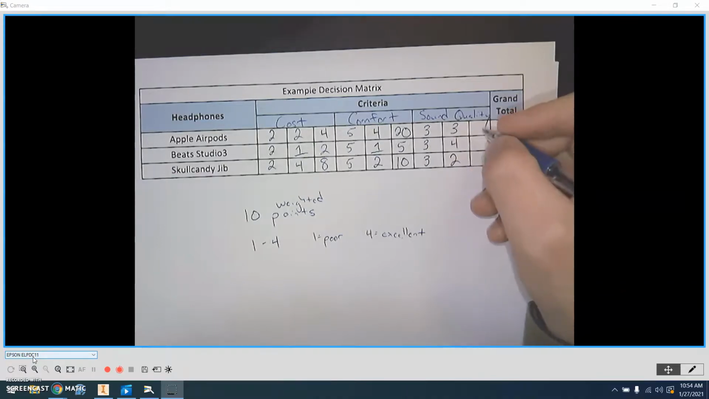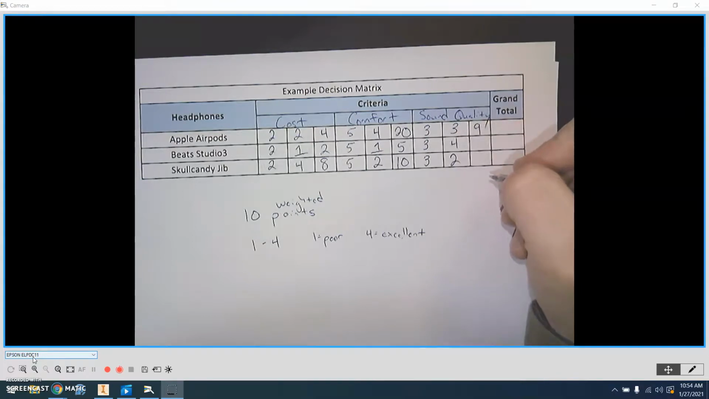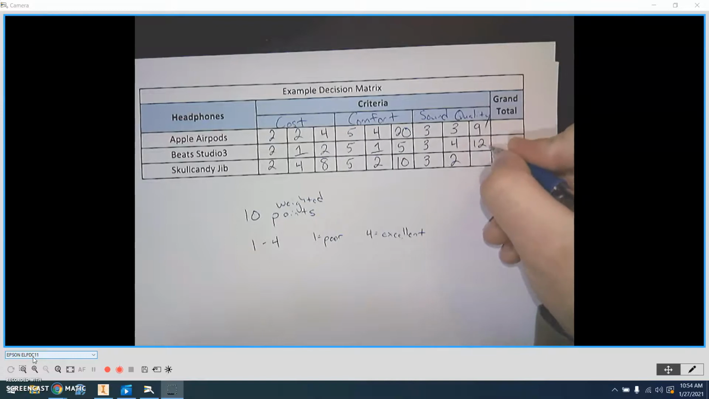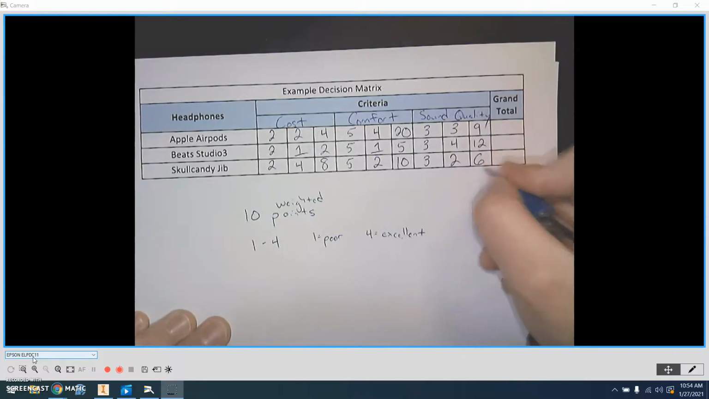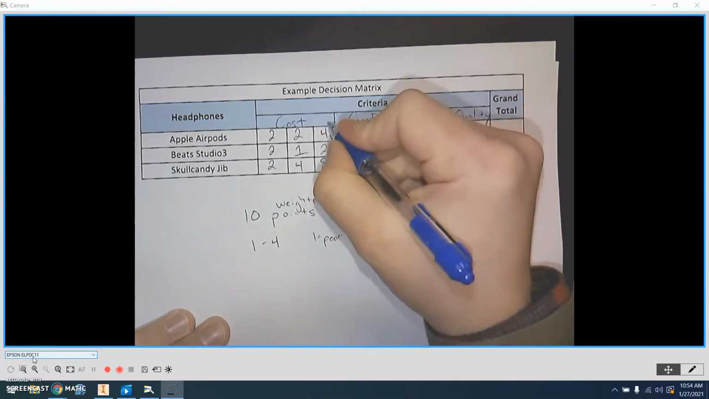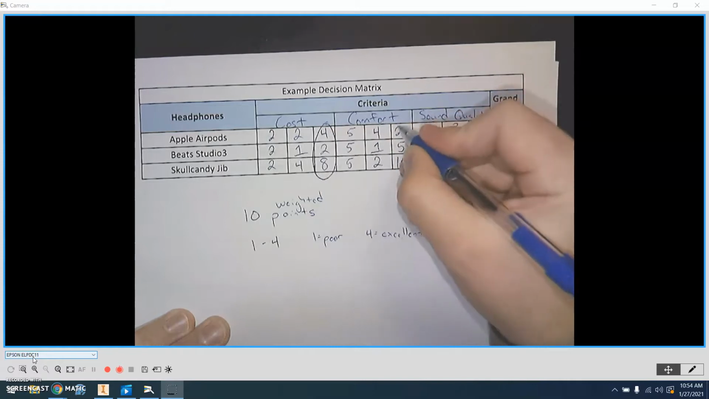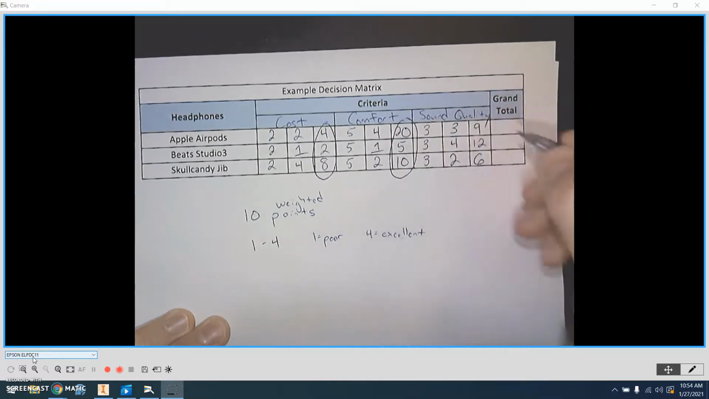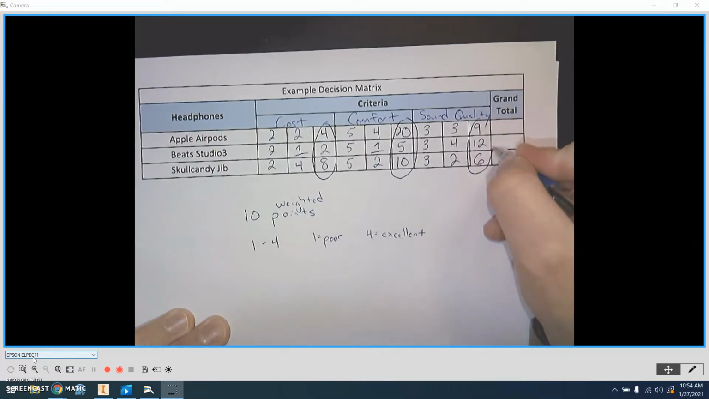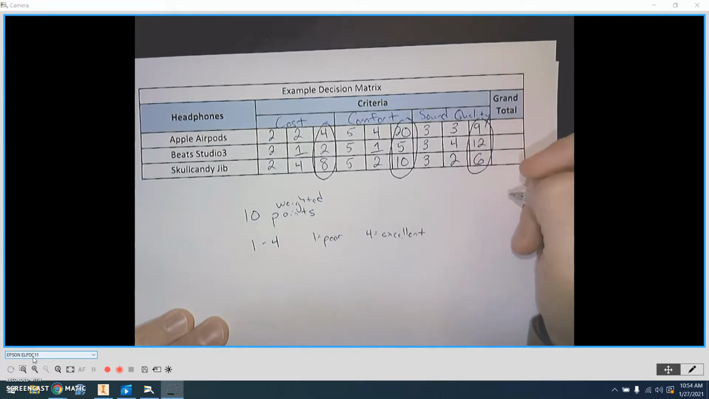So now let's total that up. 3 times 3 is 9. So the sound quality for the AirPods, they get a 9. The Beats get a 3 times 4, which is a 12. And the sound quality for the Jib is 3 times 2, which is 6. So these are our important numbers really here. That's our total. So now we want to find the grand total.